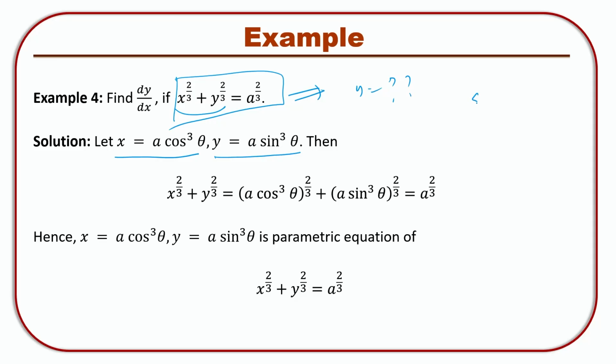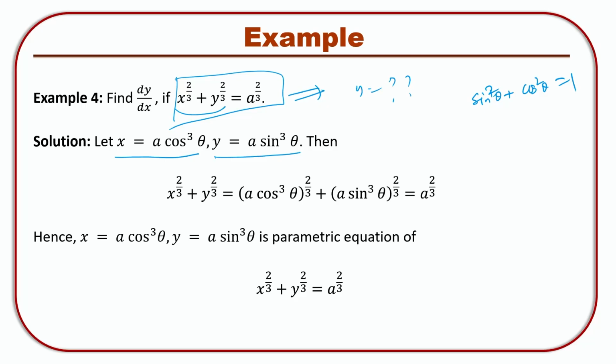Where the indices are 2/3 and 2/3, you have to understand that if I take the cube, then the 3 and the 3 will cancel out, and since it is 2/3, that will give me a^2 and a^2, and we know that sin^2 theta plus cos^2 theta is nothing but 1, right? So that is the intuition and that is the trick to find out which x equal to a... will work for me. So here x^(2/3) + y^(2/3) = a^(2/3).